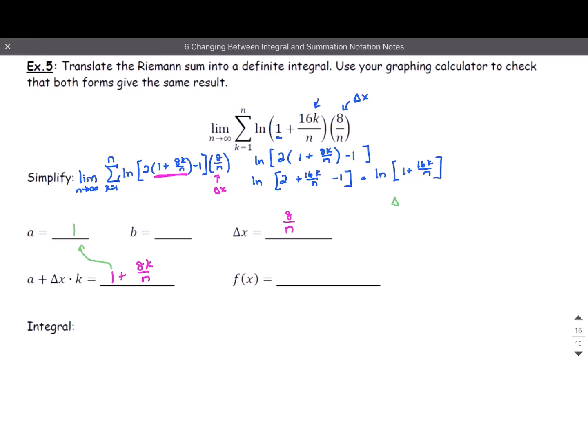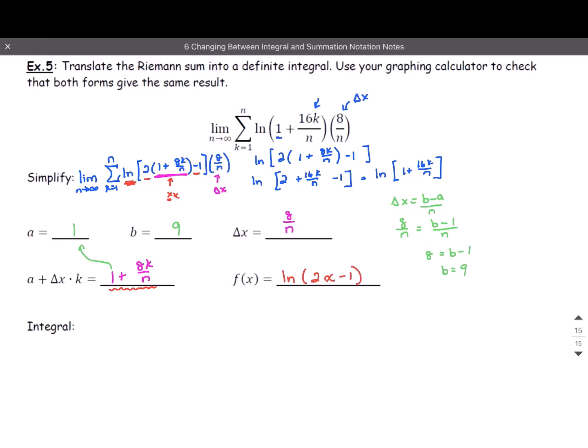And that also means delta x equals b minus a over n. We know our delta x is 8 over n. That has to equal b minus our a, which is 1, over n. So 8 has to equal b minus 1, and b is 9. So what is our f of x? What did we substitute this into? We have the natural log. Remember, this is our x of k. So we have the natural log of 2 times x minus 1. So f of x is the natural log of 2 times x minus 1.